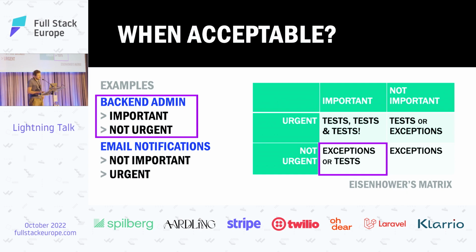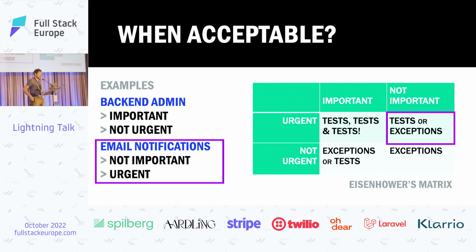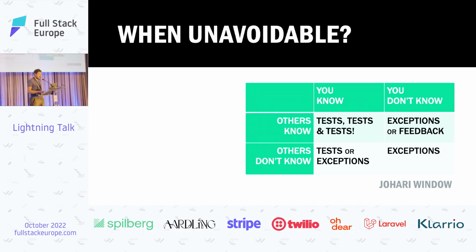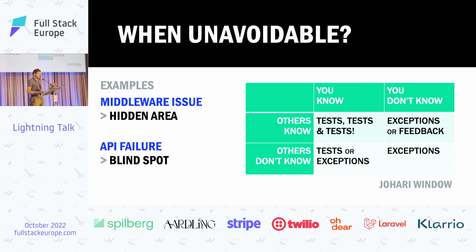A little bit harder is when it's urgent and not important, like email notifications. Typically you want to have tests there, because otherwise you will get a lot of exception notifications on your mobile phone. When is it unavoidable to work with tests or with exceptions? Well, there is this Johari window. It's coming out of psychology. It's something you know, you don't know, others don't know, and then what are your personality types, how do you react under stress, and that kind of thing. But you can also apply this to exceptions.